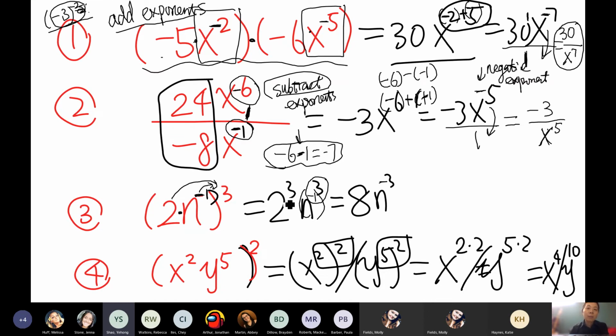Okay, for the number, it's going to be the same. 2 to the 3rd will still be 8. Okay, now we got to do the flipping to get rid of that negative. So 8 stays, because it means 8 to the 1st, it's a positive exponent, but negative 3 is a negative exponent, so we got to flip to the bottom. So I get 8 over n to the 3rd.